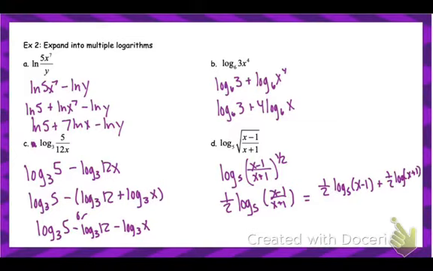At this point, this is as simplified as you can get. Again, when you have addition or subtraction within the argument, there is no property that deals with that. You cannot distribute, and there's really nothing else you can do. When we get to solving, you're going to see this come up a little bit more, and we'll work with that.